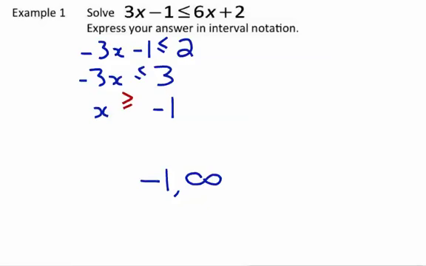As always, infinity cannot be included. We can never reach infinity. It gets a rounded bracket. The inequality sign tells us that negative 1 is included. It gets a square bracket.